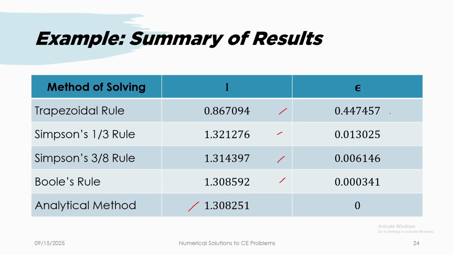If we just get the error, that's the difference between the analytical method and the individual areas we computed. The largest error is the trapezoidal rule, since the function that we chose is not linear at the interval 0 to 1. The second highest error is Simpson's one-third rule, since the function is also not fitting a second order polynomial. The next is Simpson's 3/8, then the last would be Boole's.